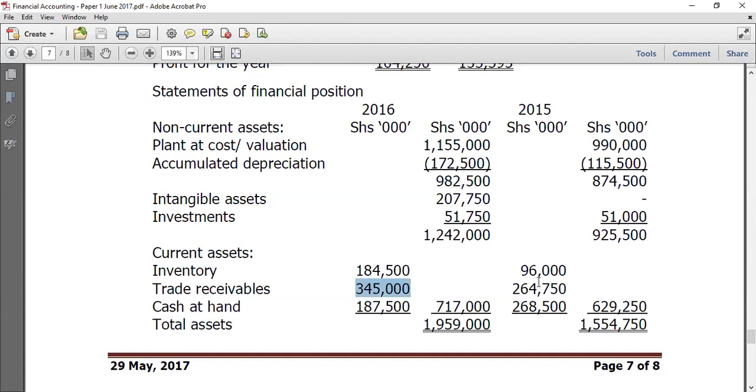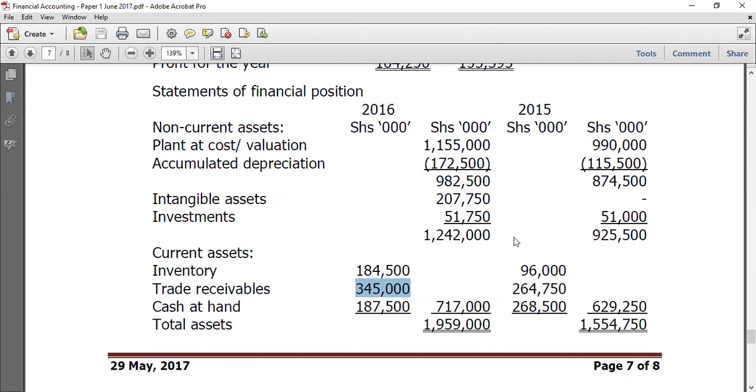As you can see, we started with 264,750. And then we have 34,500. So in this case, it means that we actually have more receivables at the end of the year. So this would mean that we sold more on credit during the period to come to this, okay?